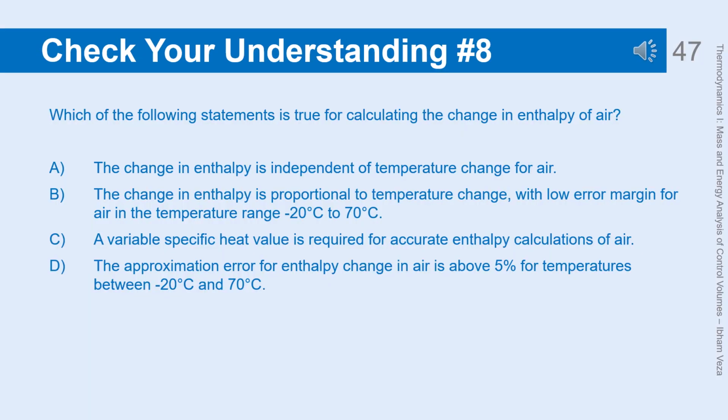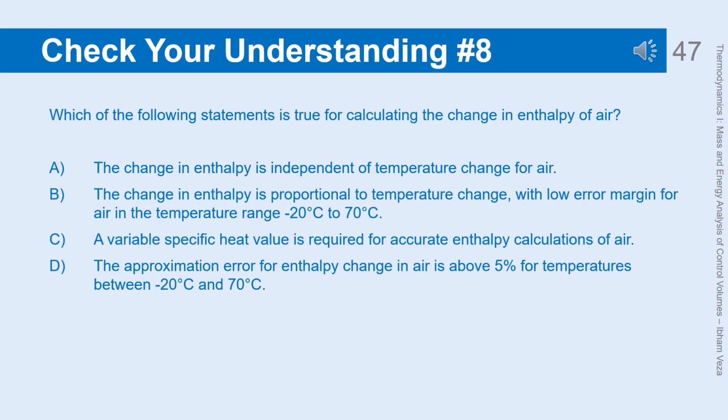Answer B. The change in enthalpy is proportional to temperature change with low error margin for air in the temperature range minus 20 degrees Celsius to 70 degrees Celsius. Explanation. A. The change in enthalpy is independent of temperature change for air. This is incorrect because the change in enthalpy is directly proportional to temperature change for air, as stated in the question.